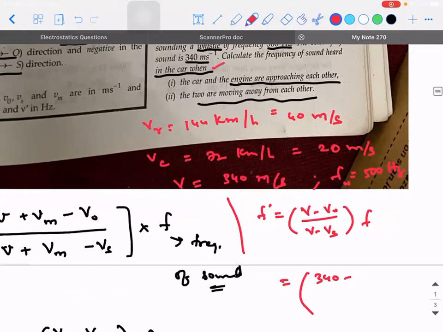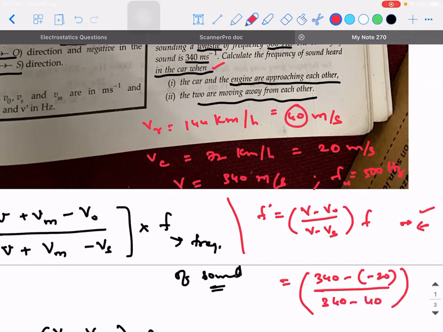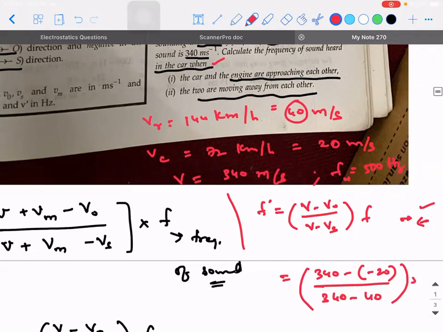So V minus V naught means 340 minus, who is the observer here? Sound heard in the car, so the car is the observer. What is the velocity of the observer? It is 20, but they are moving towards each other, so the velocity of the observer will be minus 20, divided by 340 minus the velocity of the source, which is plus 40, multiplied with 500.